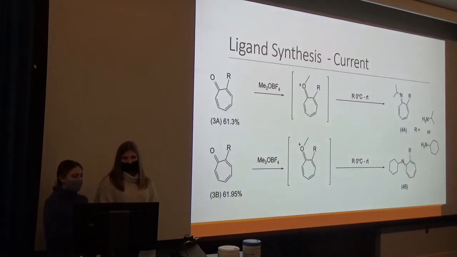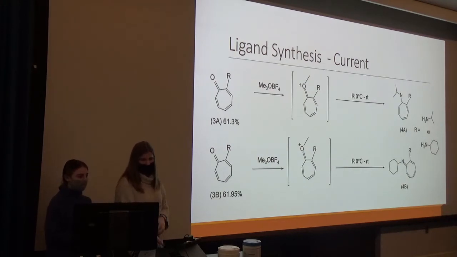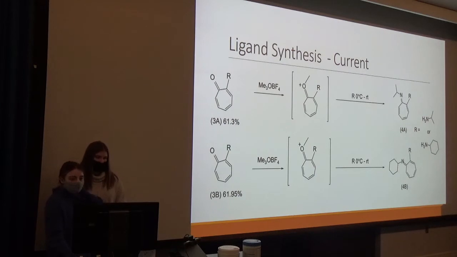For our second reaction, we followed the same steps, and isopropylamine was again added to 3A, and cyclohexylamine was added to 3B. We started by flame drying a round bottom flask with a septum and Claisen adapter attached, and the reason we flame dried it was to remove any extra moisture that could be in there. We then added trimethyloxonium tetrafluoroborate and placed it under nitrogen, which gave us the intermediate product that you see there.